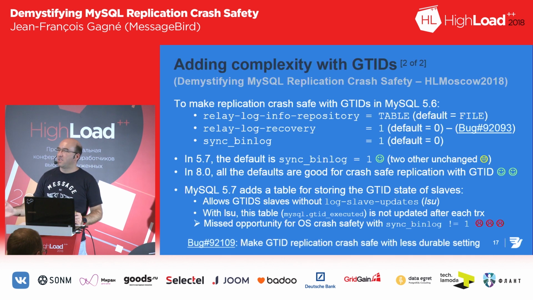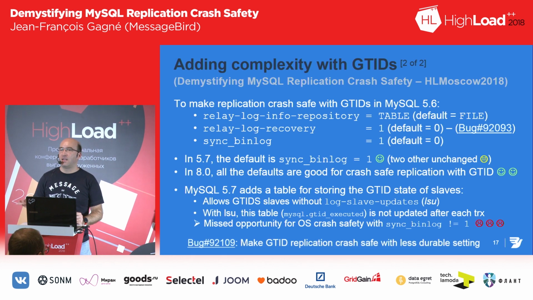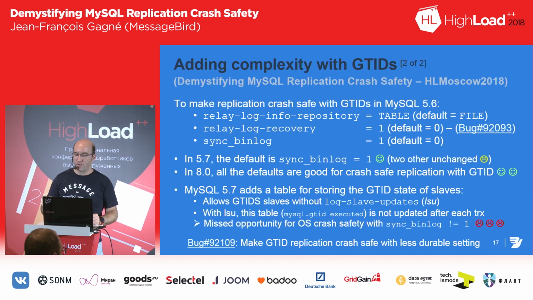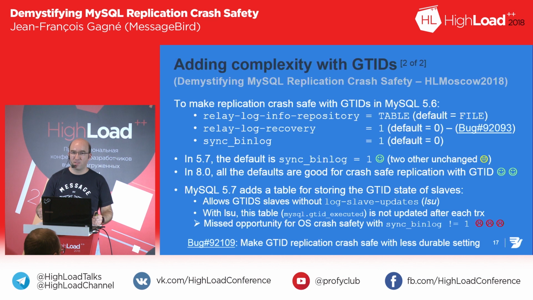So MySQL 5.7 introduces something. It introduces a way to run GTID without binary logs on slave, because with 5.6 you need binary logs on slave to run with GTID. So MySQL 5.7 adds a table which is called mysql.gtid_executed, where instead of storing the GTID position in the binary log, it stores them in that table.